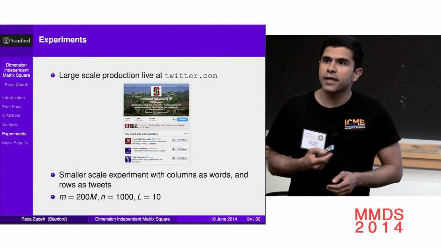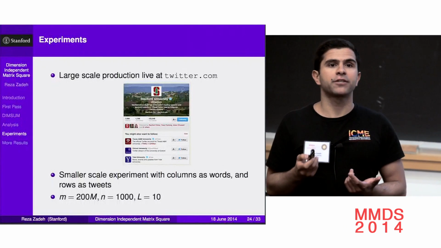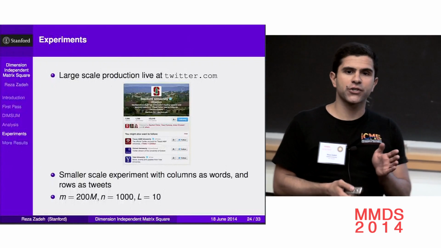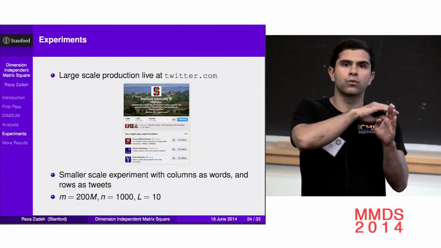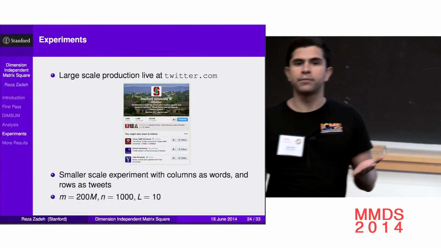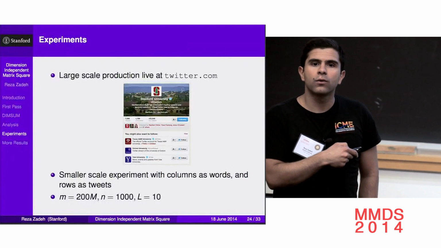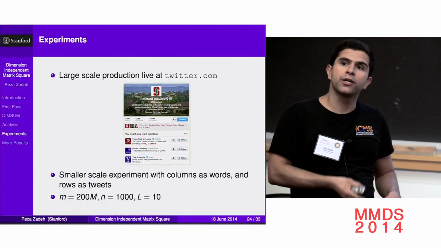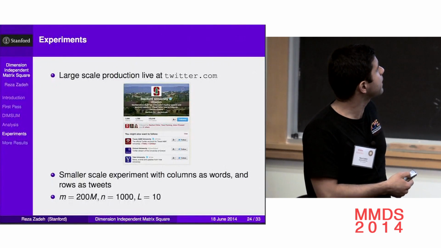Another place at Twitter that this is being used is for similar advertisers. We have a matrix of users, and the advertisers on which they clicked. And then we want to find similar advertisers, same deal there. There's a smaller scale experiment, which I have a graph for, with the rows being users and the columns being words. And we're trying to find similar words there.